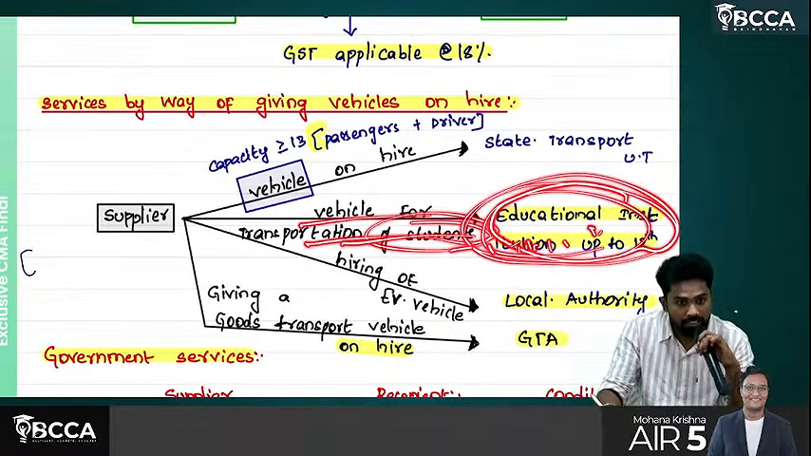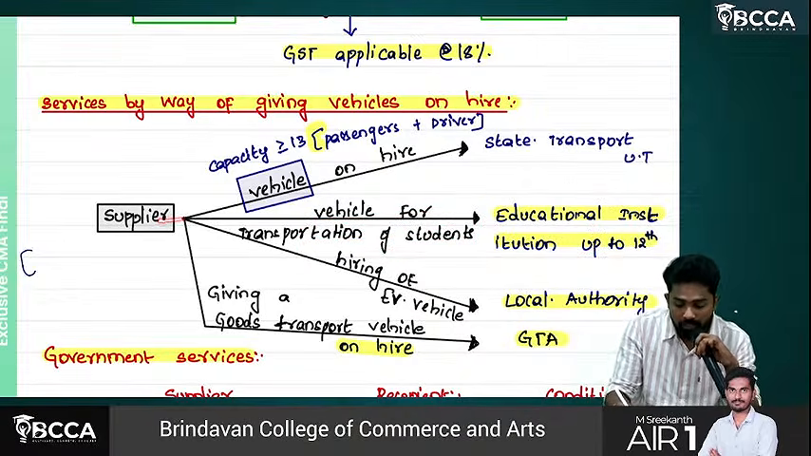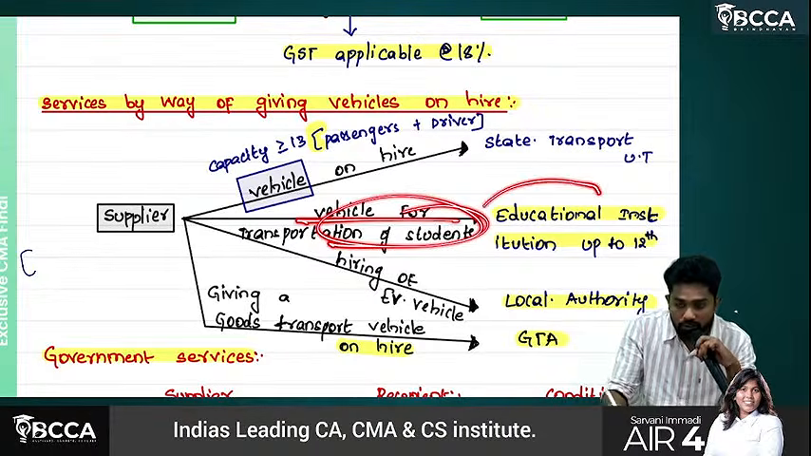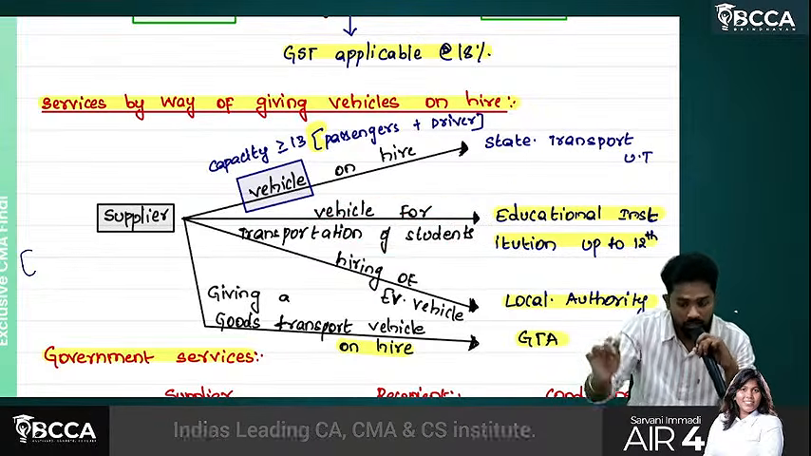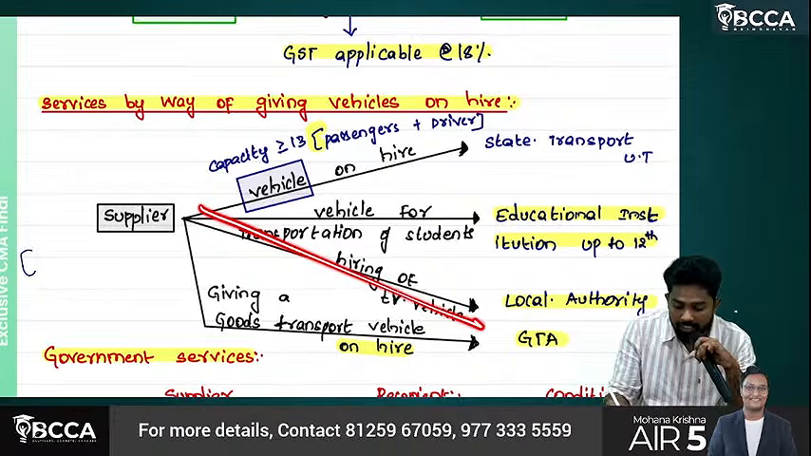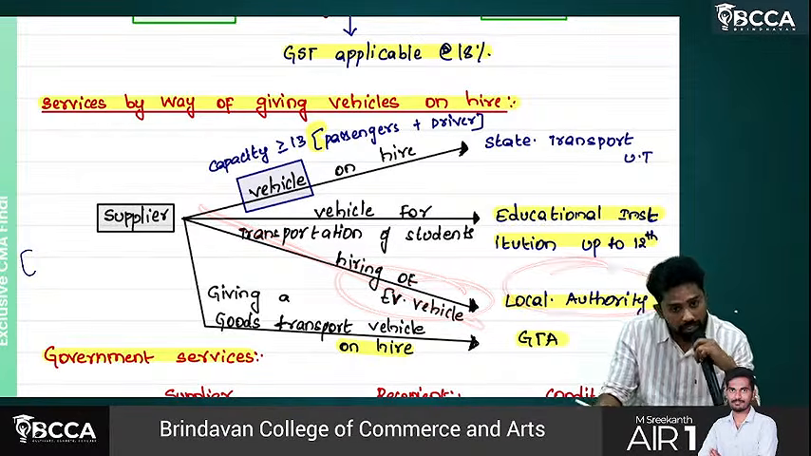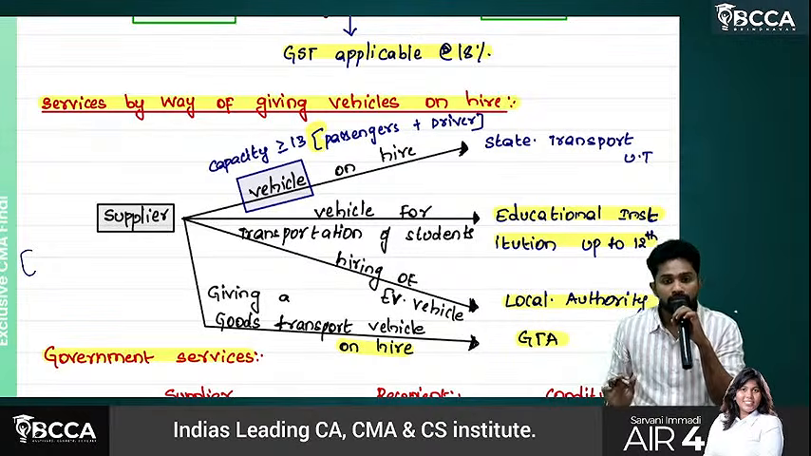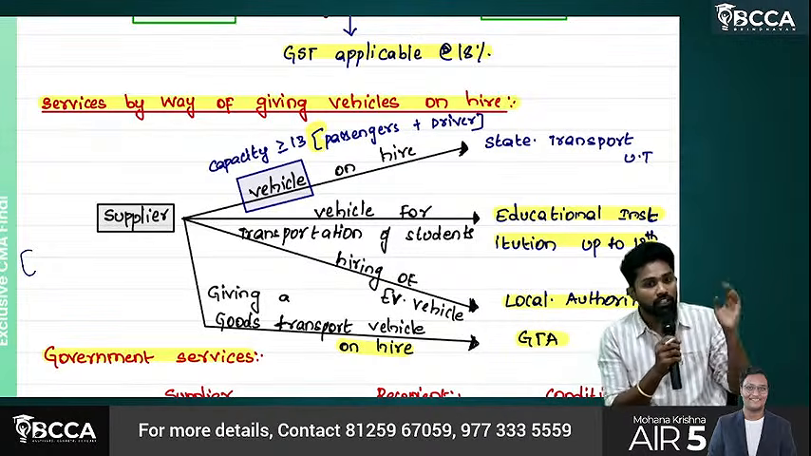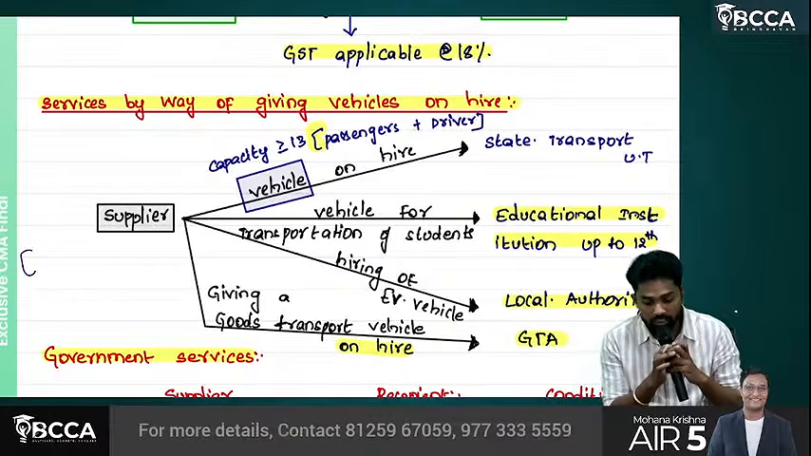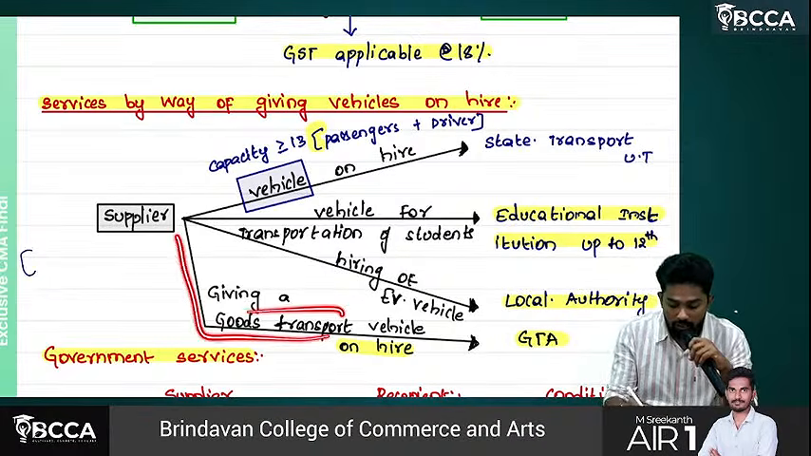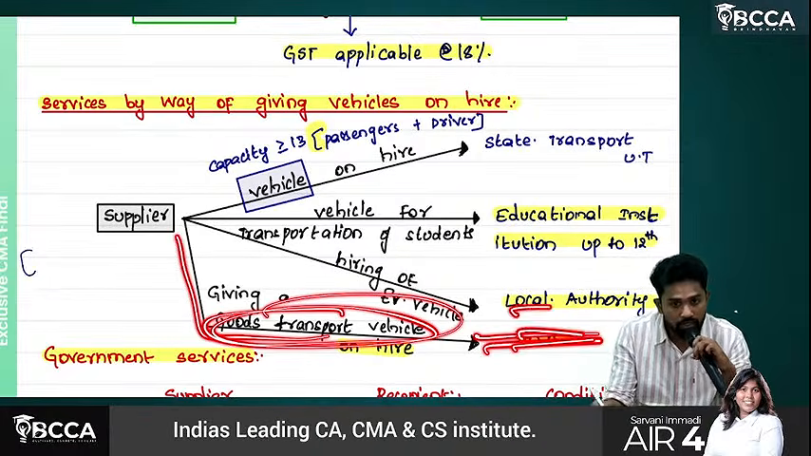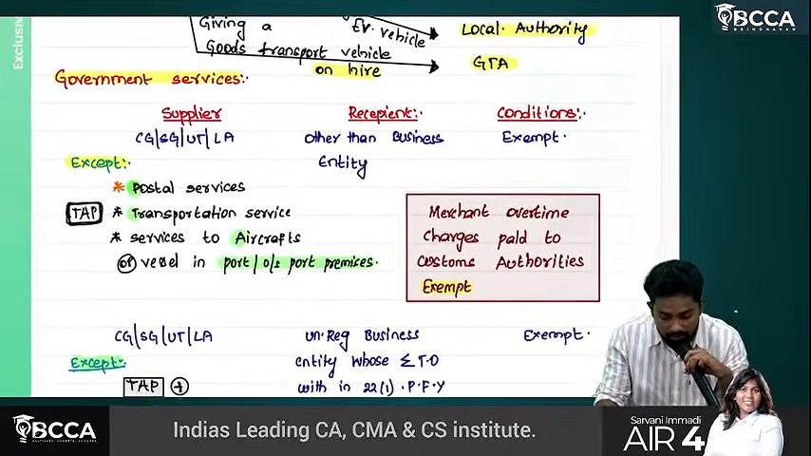Where a person rents a vehicle for transportation of students to an educational institution up to 12th, exempted. When he rents an EV vehicle to a local authority, exempted. When a person rents a vehicle to a GTA, you are not renting to someone else, you are renting it to another goods transport agency, then that goods transport vehicle rental is also exempted.